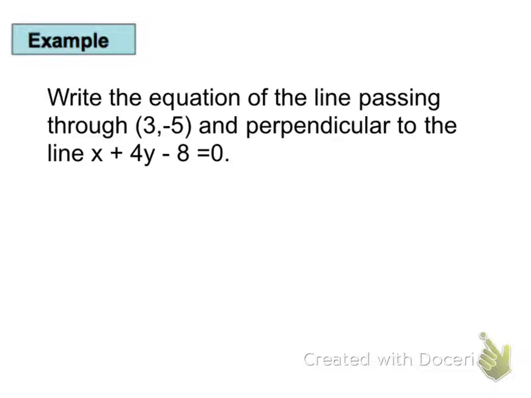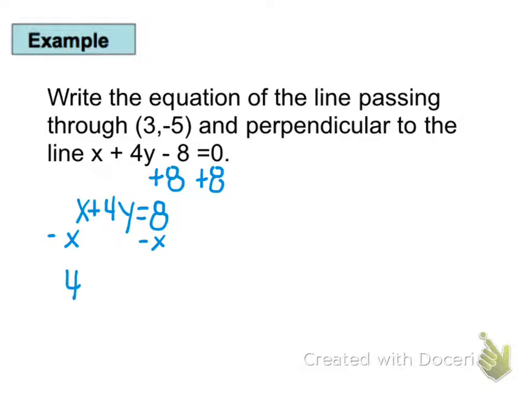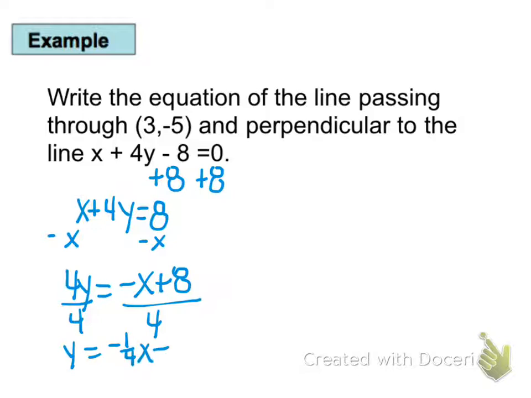an example, we're given a point and a line, and we want the line perpendicular to it. So we're going to go ahead and first find the slope of the line they give us. Now you'll notice that this equation is in general form, so it's going to be a little more work to solve. The first thing we want to do is solve for y, get the y alone so we have the slope. I'm going to add 8 to both sides to do that. And I have x plus 4y equals 8. Subtract an x. And I have 4y equals negative x plus 8. And then divide by 4. And we have y equals negative 1/4 x plus 2.